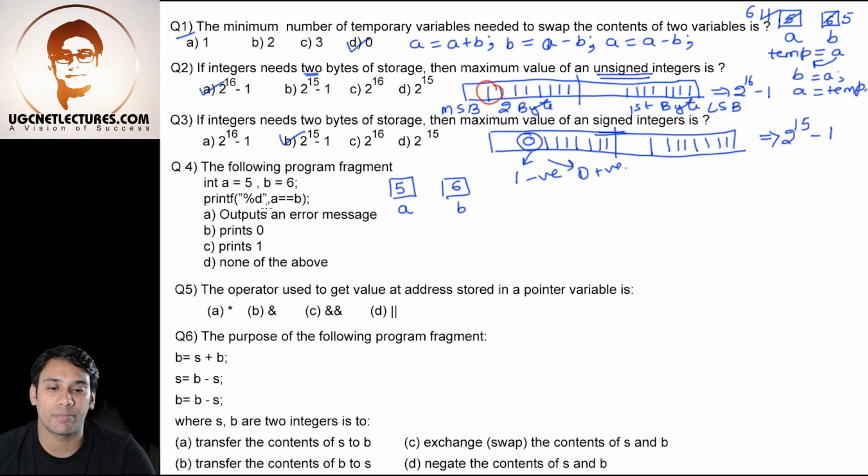Then we are printing %d, A double equals B. And what is this A double equals B? A double equals B is a conditional statement. It is a conditional statement.